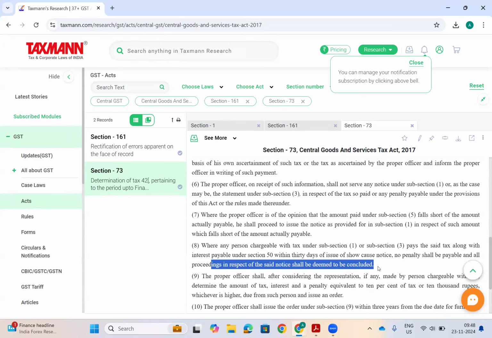Now, what I would like to highlight in 73(8) is that it says all proceedings in respect of the said notice shall be deemed to be concluded. Because again, this provision, deemed to be concluded, is there in section 128A also. So now let's take an example that there are two issues. One is for erroneous refund and the second is not for erroneous refund. So now how does 73(8) come into the picture?